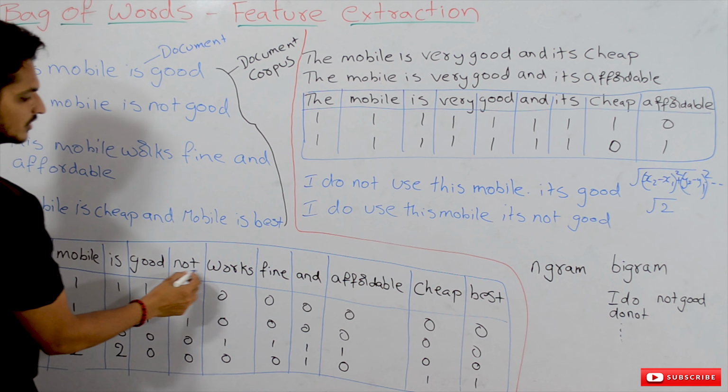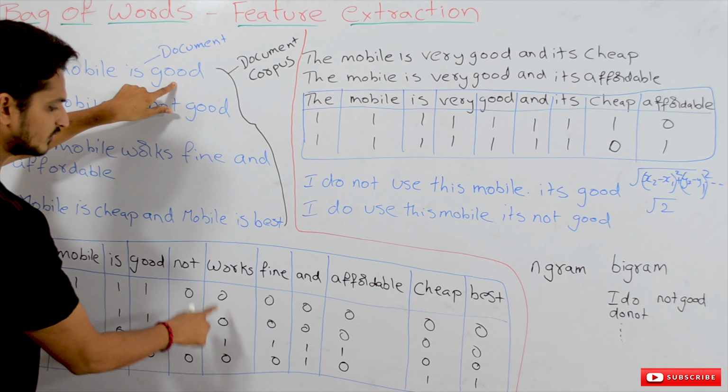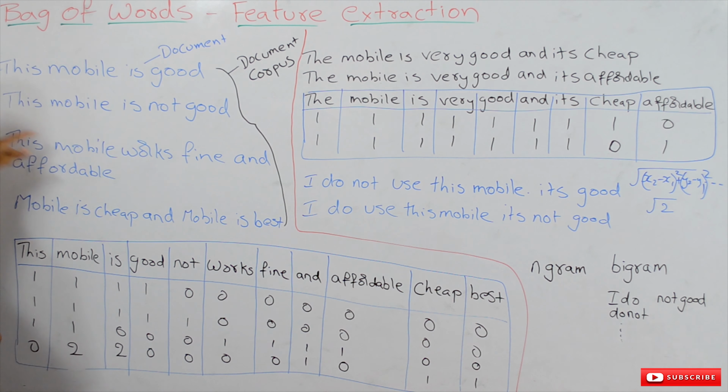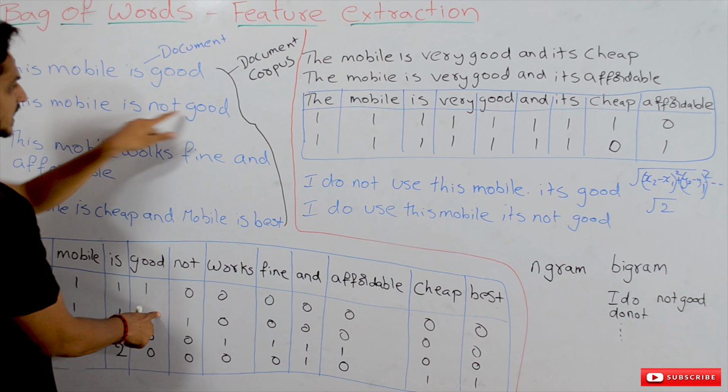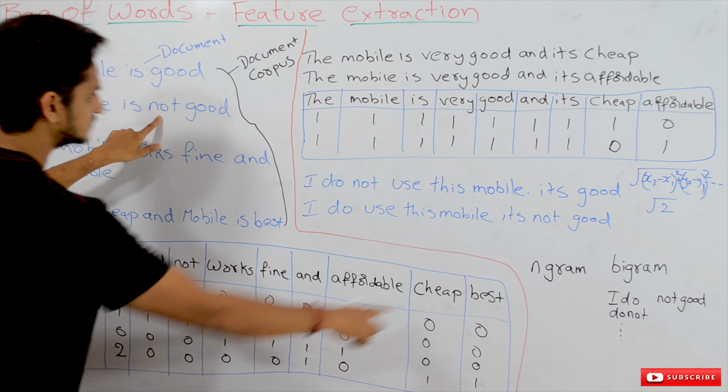Now we have to convert. Take this document. How many times is "this" in this document? One time. "Mobile", how many times do we have mobile in this document? One time. "Is", one time. "Good", one time. The remaining words we don't have, that's why we are placing zeros. Next, "this" one time, "is" one time, "mobile" one time, "good" one time, "not" one time, remaining all zeros.